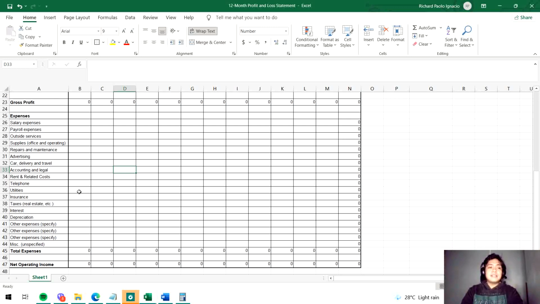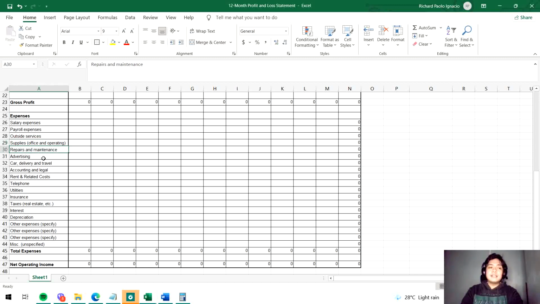So, ano yung mga expenses natin? Again, this will all depend to you, kayo as your business owners. Salary expense, payroll expense, outside service, supplies, office and operating. Siguro dito nakalagay yung mga papers, pens, staplers, tape, scissors, mga ganyan. Mga kailangan ninyo sa office and iba pang mga kailangan yung supplies for your operation.